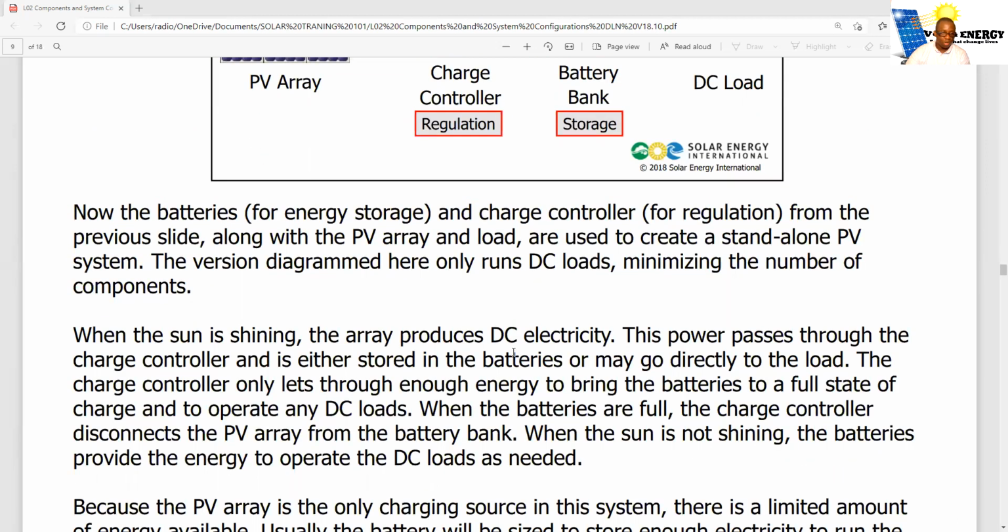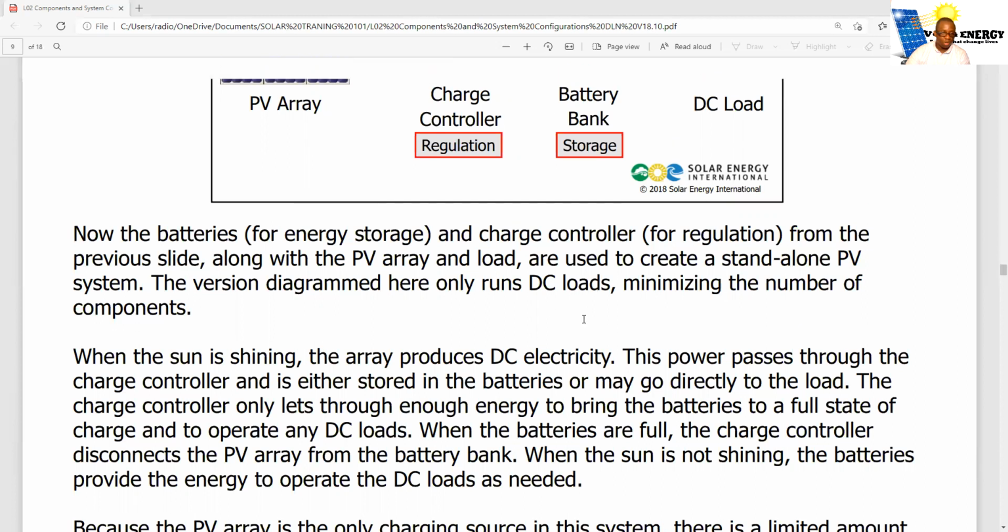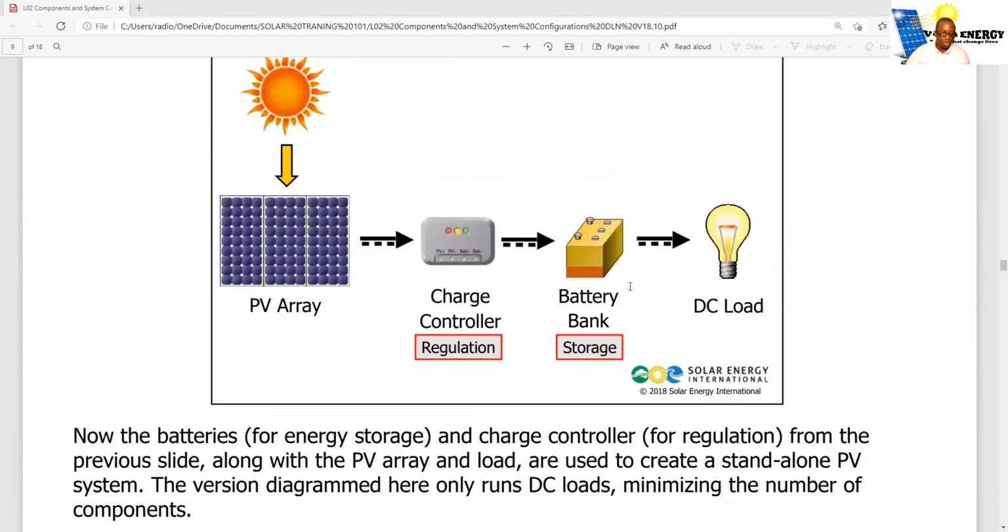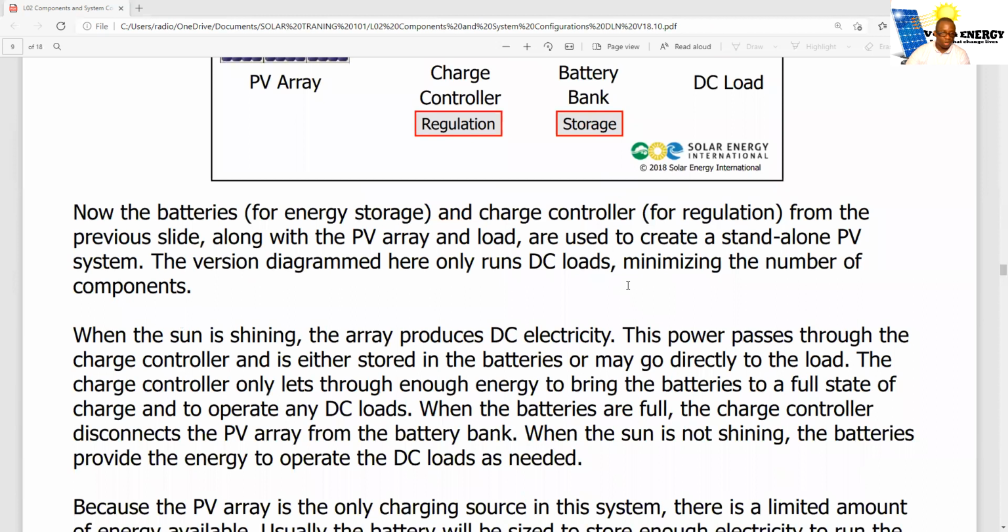Now the battery for energy storage and charge controller for regulation, from the previous slide, along with the PV array and load, are used to create a standalone PV system. The diagram here only runs a DC load, minimizing the number of components. This right here is just showing a DC load. There's no need for anything to invert the current into an alternating current.